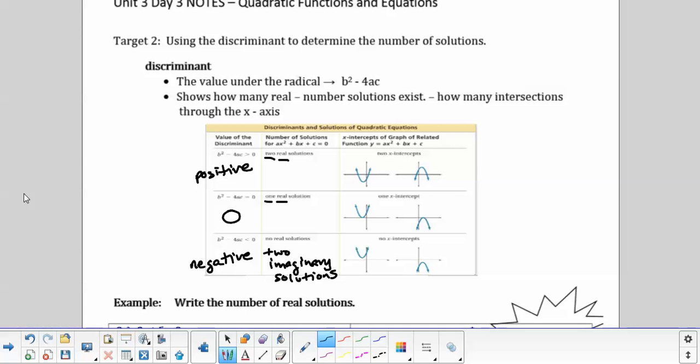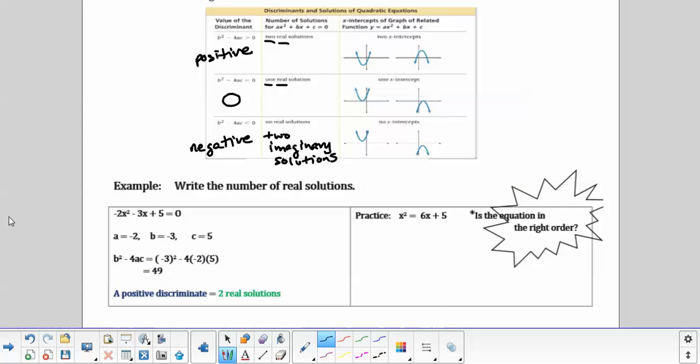Okay, so let's look down here. In the example, we identify A, B, and C, and we find that b squared minus 4ac is 49, which is positive, so we have two real solutions. Let's look at the practice problem. It says, is the equation in the right order? Not yet. We do want the x squared to be positive, so I'm going to subtract both the 6x and the 5. So I have x squared minus 6x minus 5 equals 0.